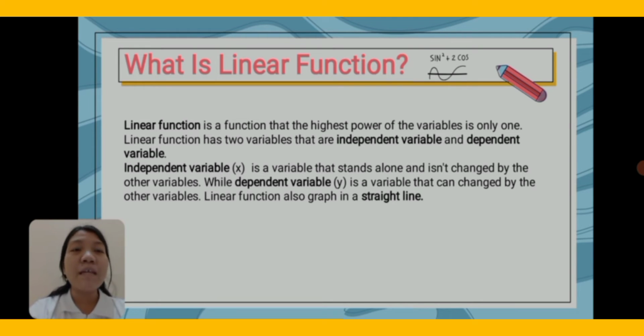An independent variable is a variable that stands alone and isn't changed by the other variable. We usually know the independent variable as x, while the dependent variable, or y, is a variable that can be changed by other variables. A linear function is also graphed as a straight line.